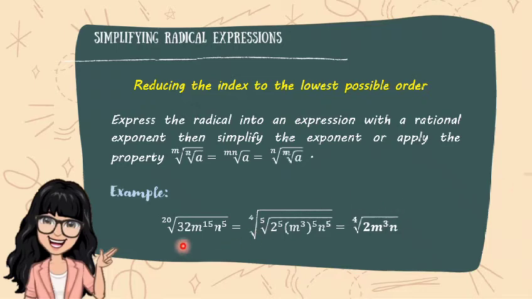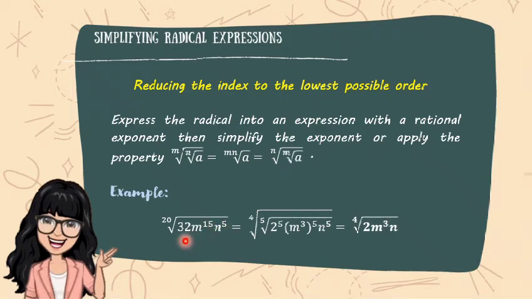So we have here, what is the 20th root of 32 m raised to 15 n raised to 5? We will be expressing our index. We will be getting the factors of our index. So factors of 20 wherein it would be possible to get the nth root of our expression. Between the factors of 20, we have 1 and 20, 2 and 10, 4 and 5. So which do you think is the most appropriate new index for our expression 32, m raised to 15, n raised to 5?